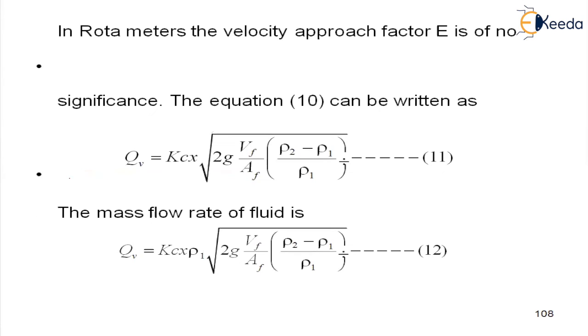Now in rotameters, generally the velocity approach factor has no significance, so I have eliminated that E here. And this is the equation for the flow rate, K into C into X into this term. For the mass flow rate of the liquid, one more thing comes into the picture: density.